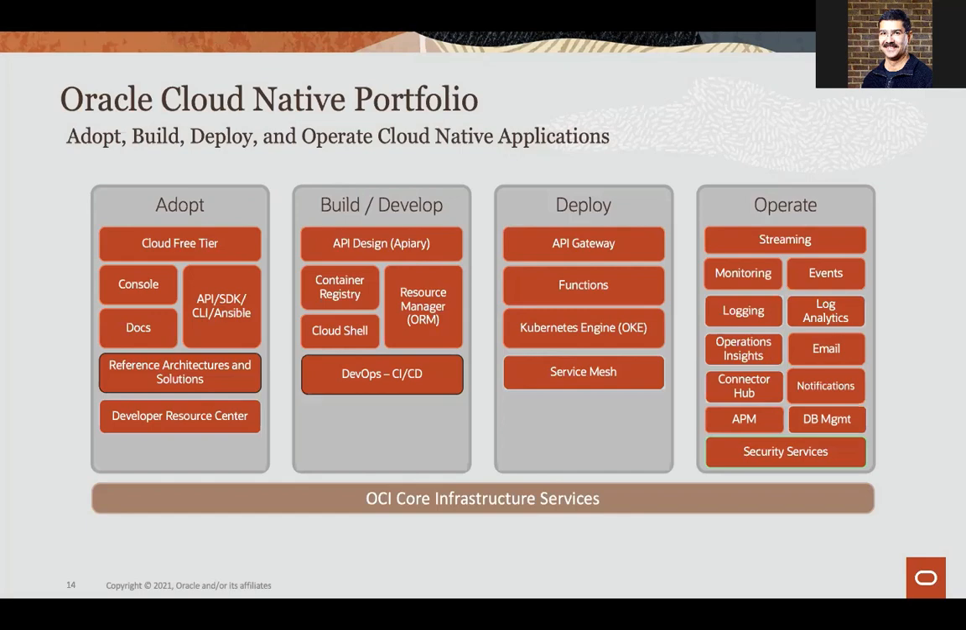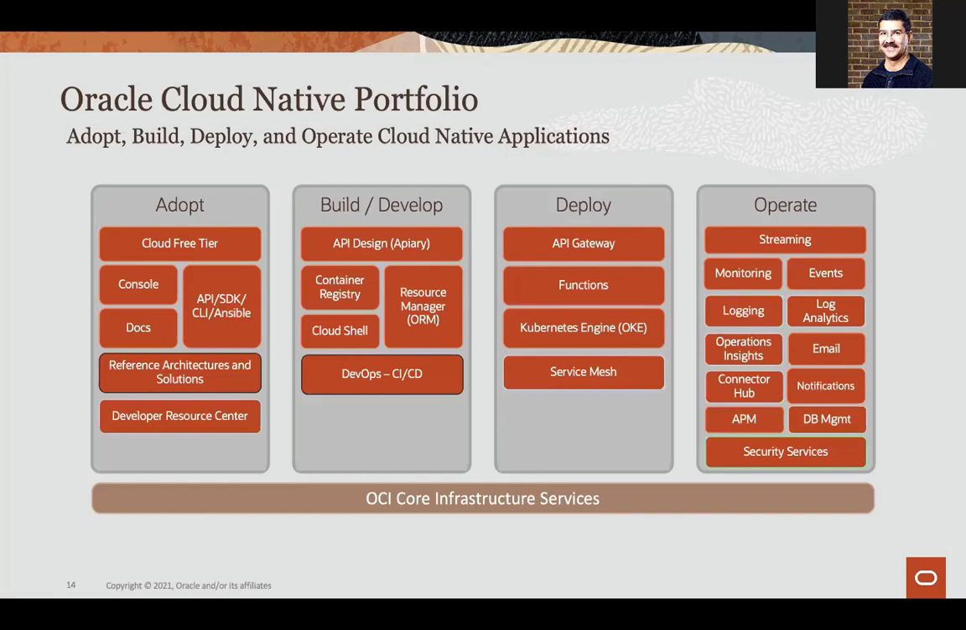You use those to build and develop your applications. Then you can deploy them either into a virtual machine, a Kubernetes engine, or a serverless function. If you have multiple microservices, you may need a service mesh. You could install Istio or Linkerd on top of Kubernetes. And then we have an API gateway for exposing the APIs for your applications.